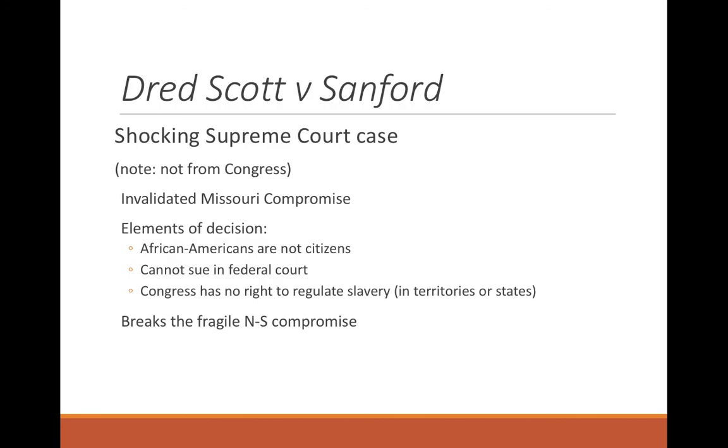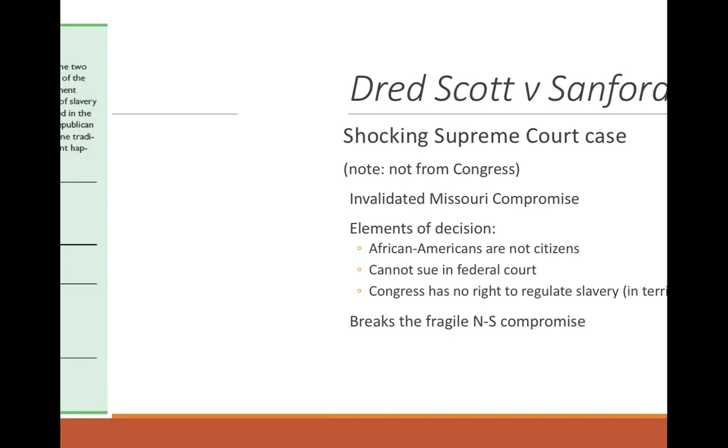As a footnote, the sons of Scott's first master, his childhood friends, had helped pay Scott's legal fees through the years. After the decision, they purchased Scott and his wife and set them free. Dred Scott dies 9 months later. I'm going to stop there and we'll go over this in class.